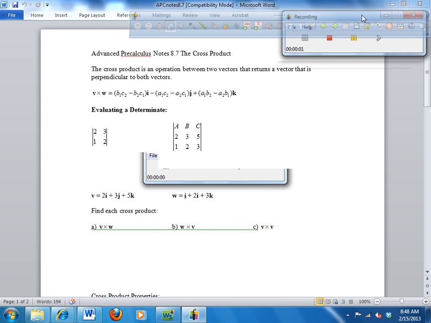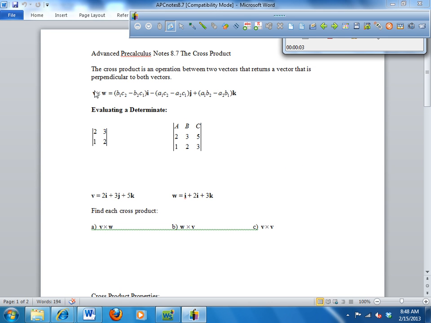Recording now. We're going to learn about the cross product. And like it says here, the cross product is an operation between two vectors that returns a vector that is perpendicular to both vectors. So whereas the dot product returns a scalar quantity, meaning just a number, the cross product returns a vector that has both a magnitude and a direction. So it returns an actual vector.